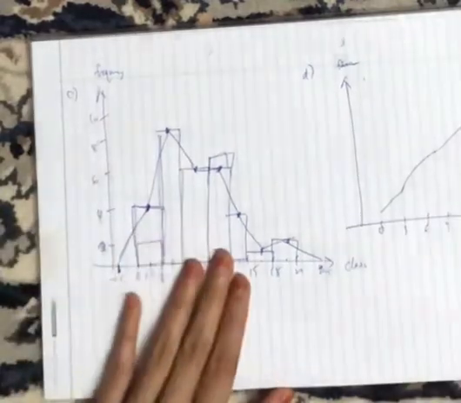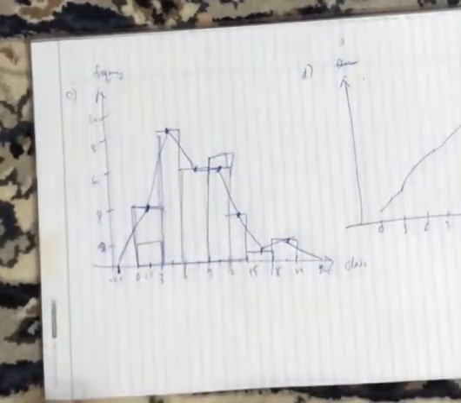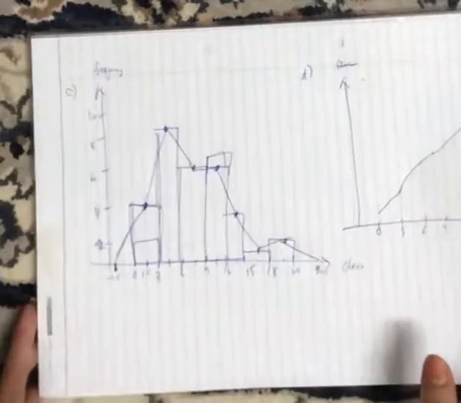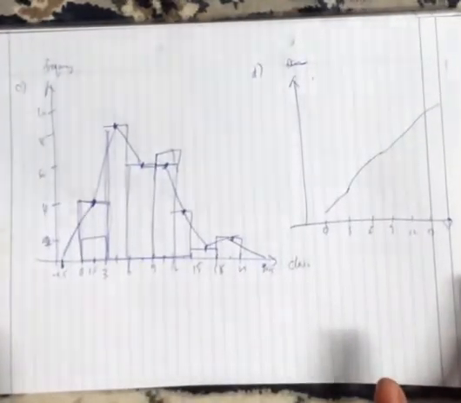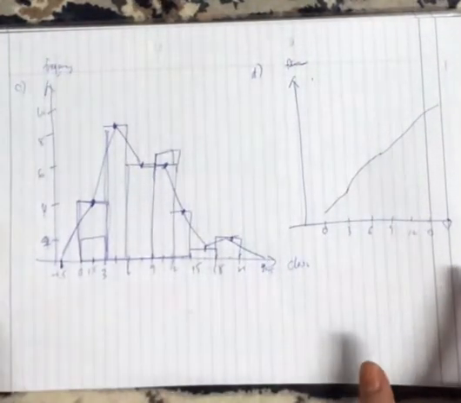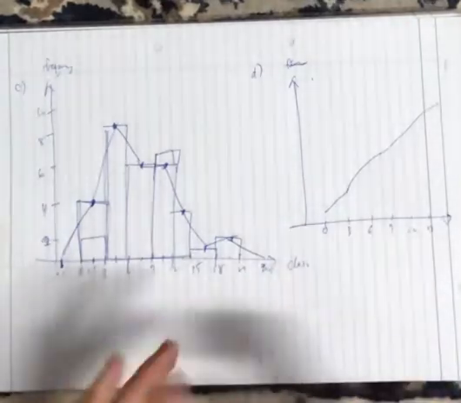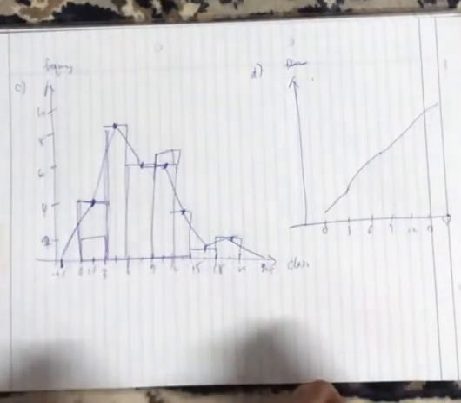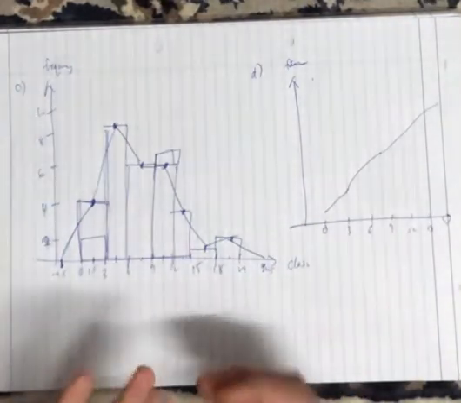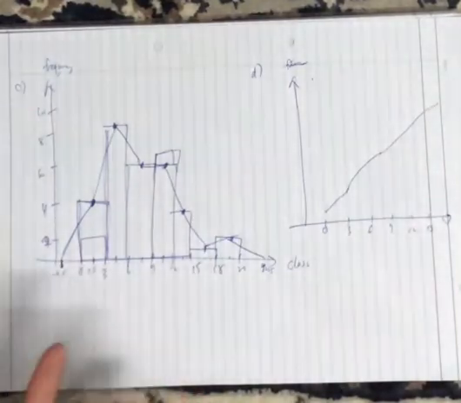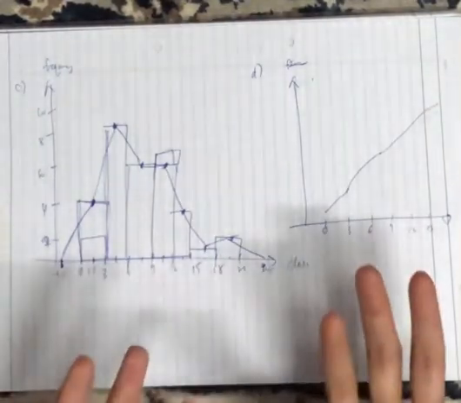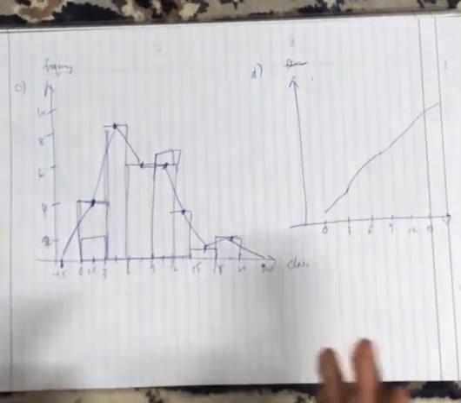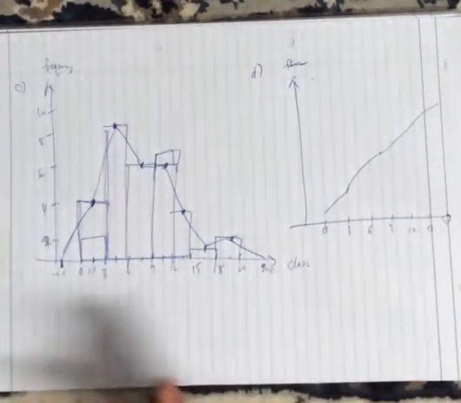Alright, so class, that's all for this video. I will show examples in the next video on how to calculate the numerical measures of central tendency, which are mean, median, and mode, and also the measures of dispersion, which are range, variance, and standard deviation.